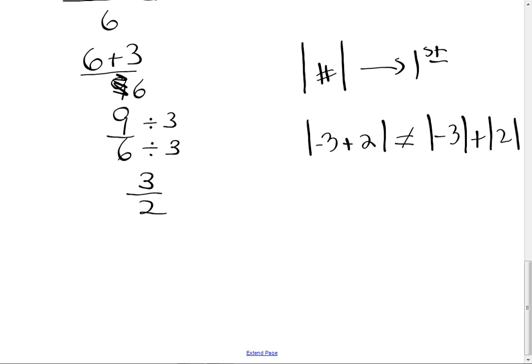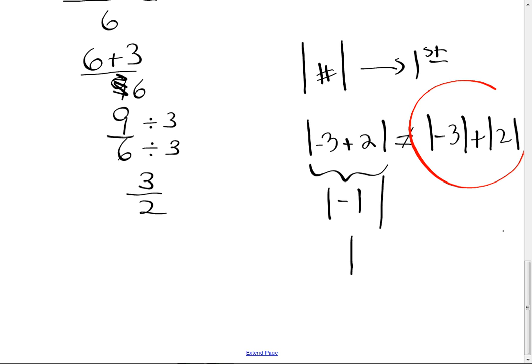Okay, what does this really give you? The absolute value of what? No, negative 3 plus 2. It's negative 1. Okay? Which is positive 1. You can't make it the absolute value of negative 3 plus the absolute value of 2. So let's put a big red not sign through there.